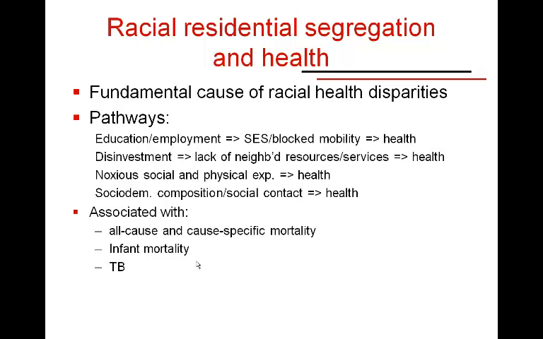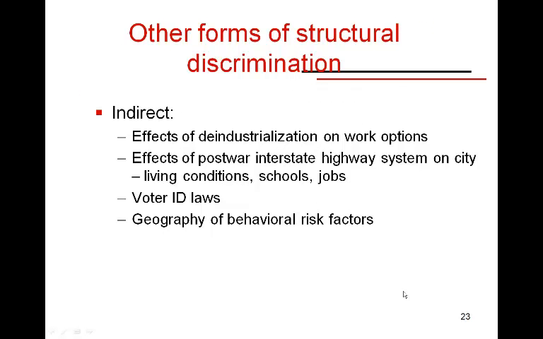Studies looking at racial segregation among African Americans and health outcomes have found patterns in the expected direction, looking at things like all-cause and cause-specific mortality, infant mortality, tuberculosis, and others. A few other forms of structural discrimination are worth mentioning, things that are really hard to capture in population health studies, but are some of the upstream social processes we can think about when we try to identify some of the upstream drivers of the racial disparities that we observe in health studies.